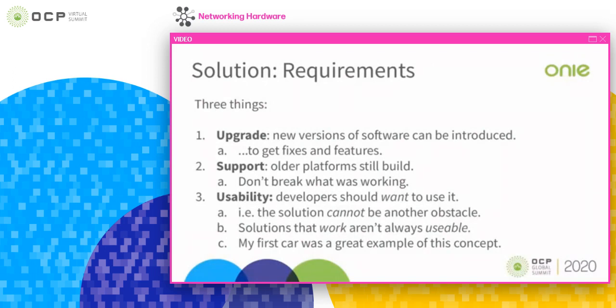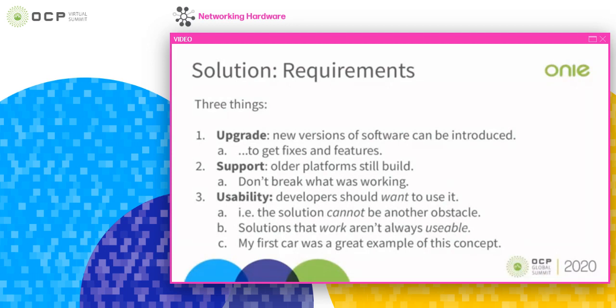So what would the solution for this look like? Well, there's 3 things that are important. It needs to be upgradable so that new operating system releases and build tools can be used with ONIE to build. We need to support older platforms as well. Things should always build the way they used to. And the solution has to be usable. Developers should want to use it.